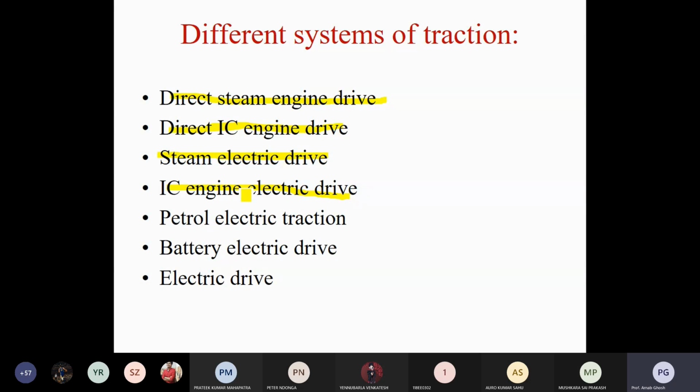Then petrol electric traction. Same thing, you are using petrol for generation of your electricity. Then battery electric drives, that is very important right now. A lot of work is going on in battery electric drive, and finally electric drives. Battery electric drive means your total drive is coming from the battery energy.